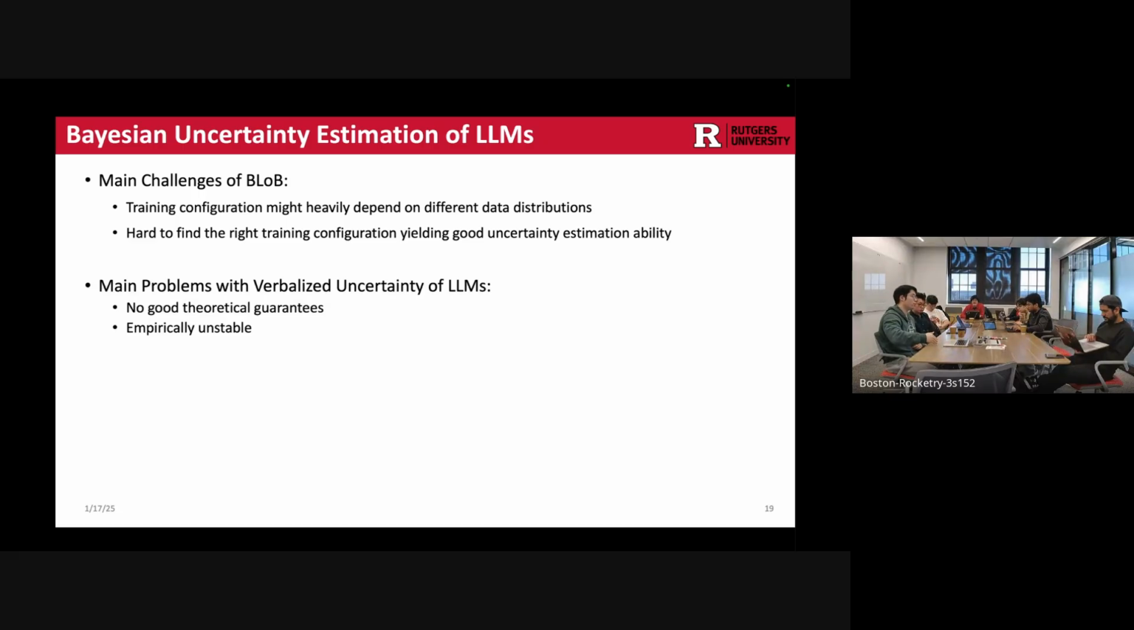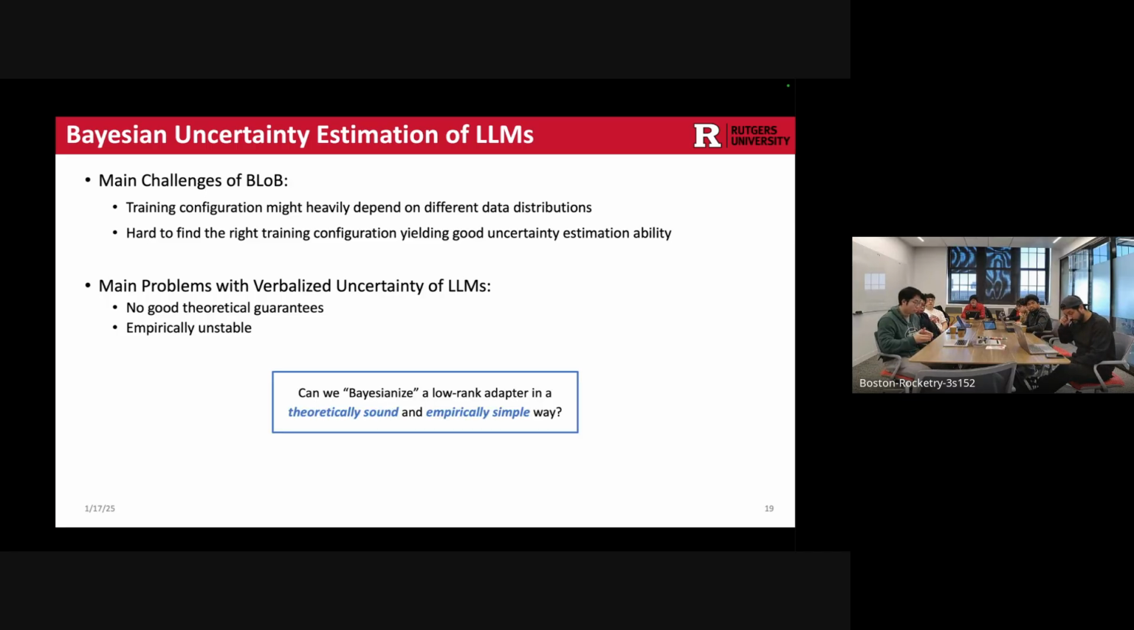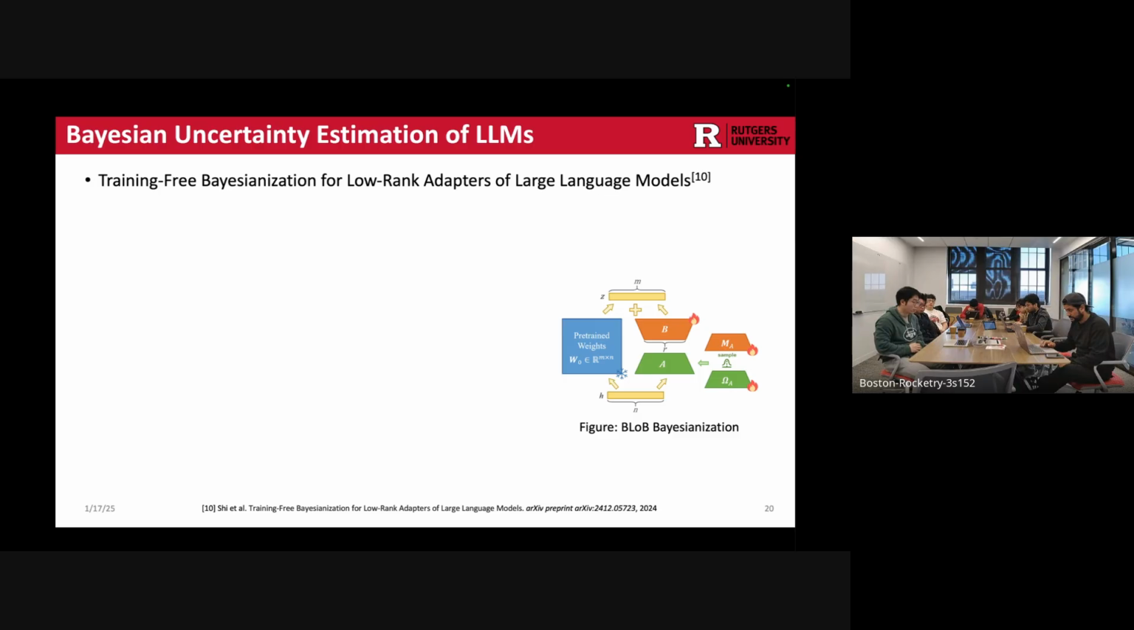But at the same time, if you take a look at the simple method, the verbalized uncertainty that I mentioned before, there are no good theoretical guarantees, and it's usually empirically unstable. So now the main question for us is: can we Bayesianize a low-rank adapter? We still focus on the low-rank adapter, in a theoretically sound and also empirically simple way. This is the main challenge we would like to resolve in the next work.